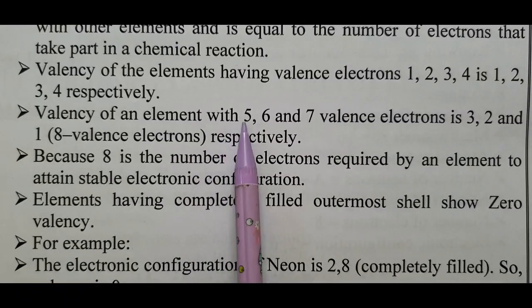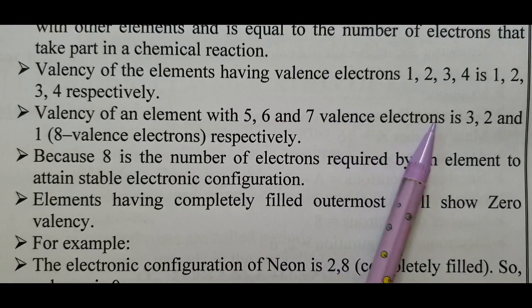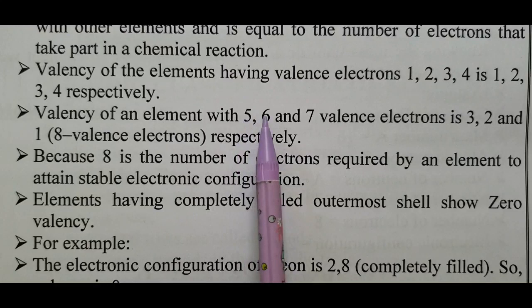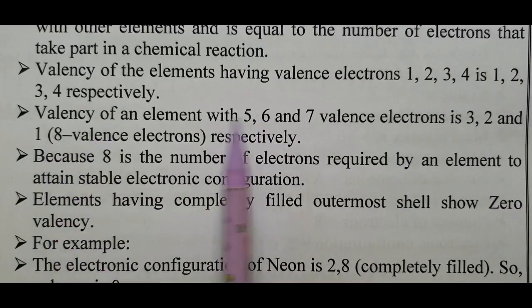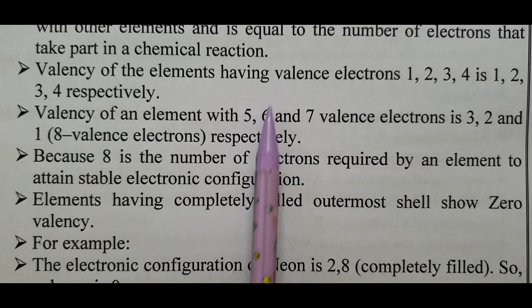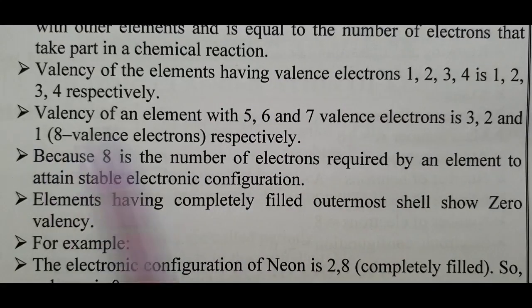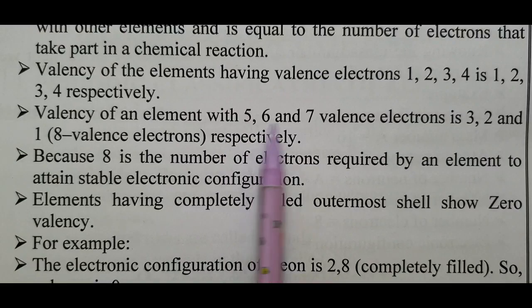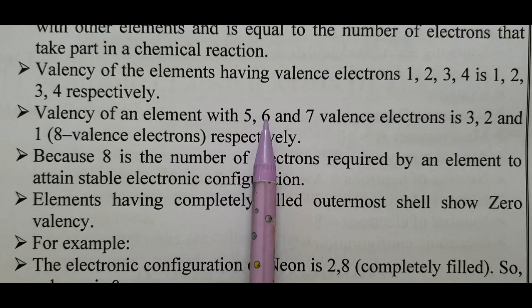The valency of elements with 5, 6 and 7 valency electrons is 3, 2, 1. That means 8 minus the number of valence electrons: 8 minus 5 equal to 3, 8 minus 6 equal to 2, 8 minus 7 equal to 1. These are the 15th group, 16th group, 17th group: nitrogen group elements, oxygen group elements and halogens.